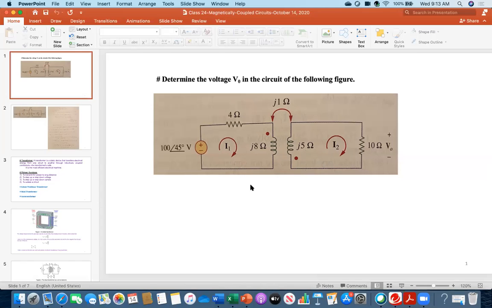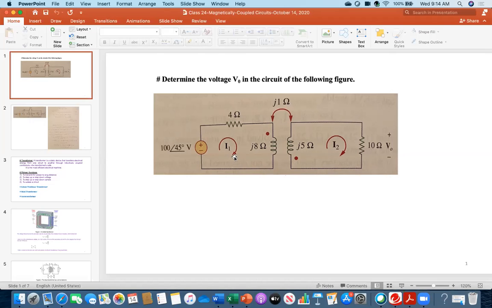With the dots in that configuration, do you add j1 or do you subtract j1 when the dots are opposite? These dots were given in the problem. Since they're opposite, you want to add that inductance j1. Yes, exactly, you're right.